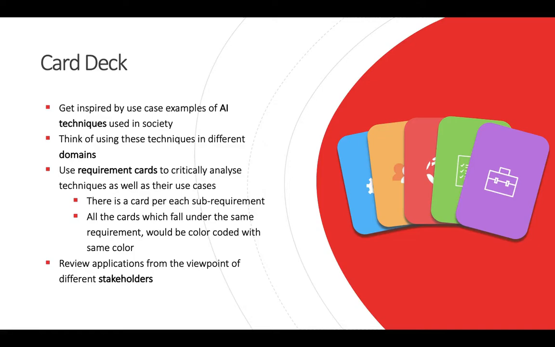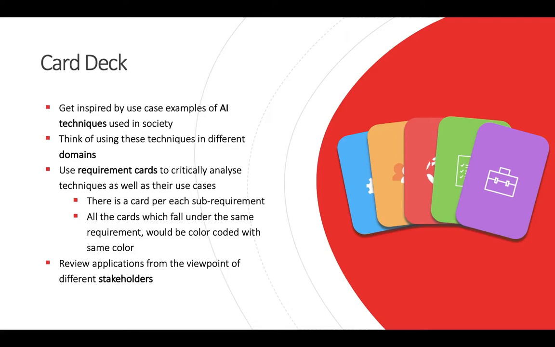Then we have the card deck. The purpose of using this card deck is to create meaningful ethical discussion in class and to understand the diversity in which AI can be applied to different domains. With 5 different sets of cards, you can get inspired by use case examples to think of how to use different AI techniques in different domains. By using the requirement cards, you can critically analyze techniques and use cases from the viewpoint of different stakeholders. This can all be done through a series of class exercises and games. I will give you one example later on so you get an idea of what a game looks like.